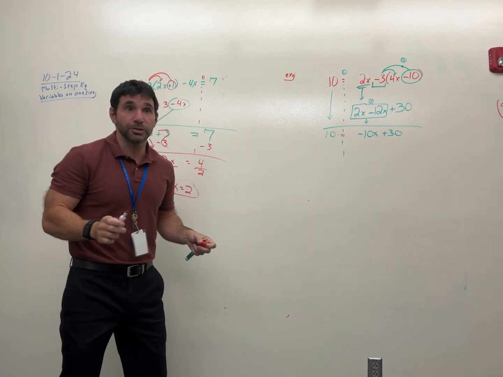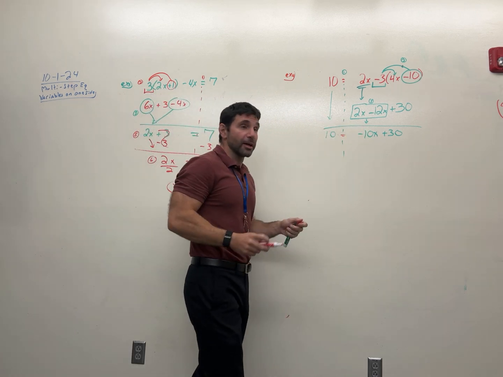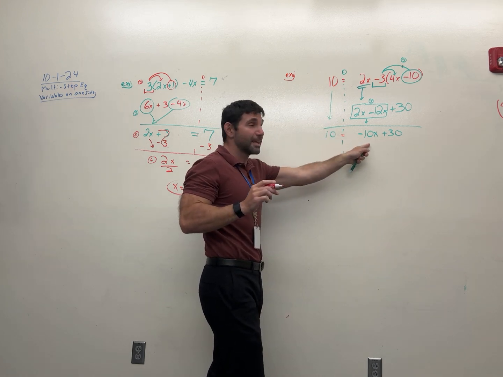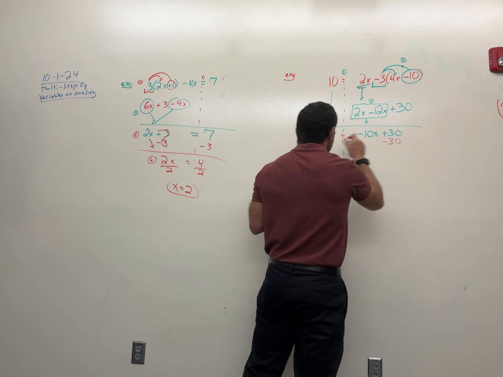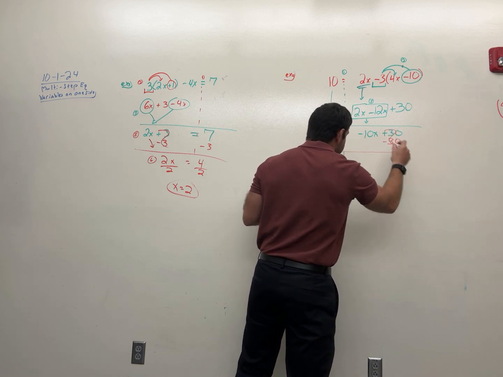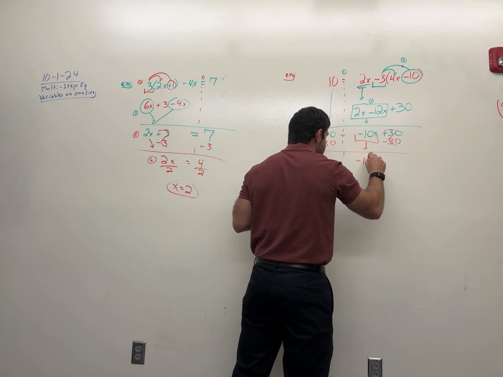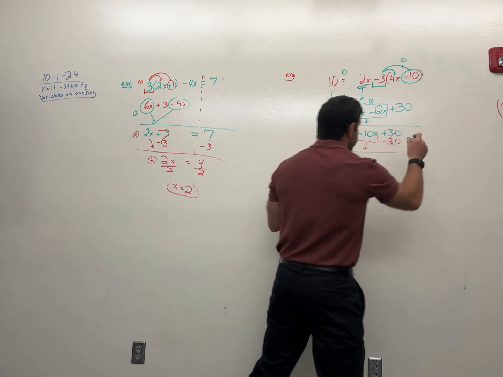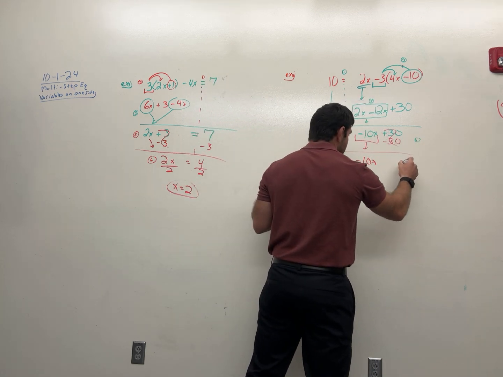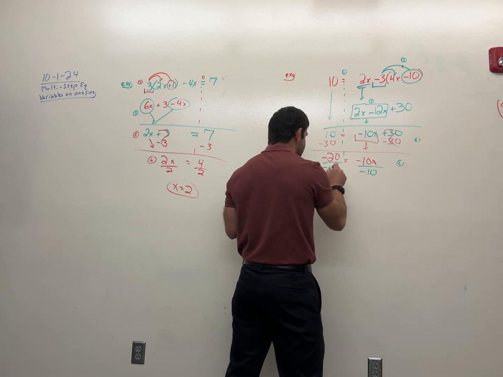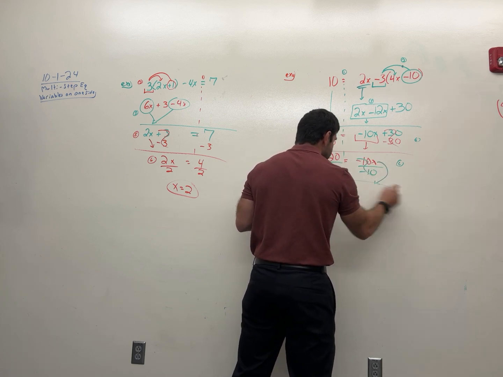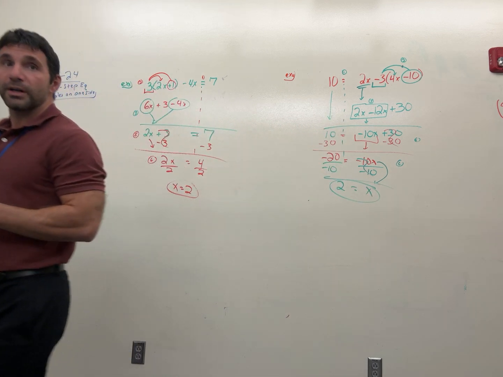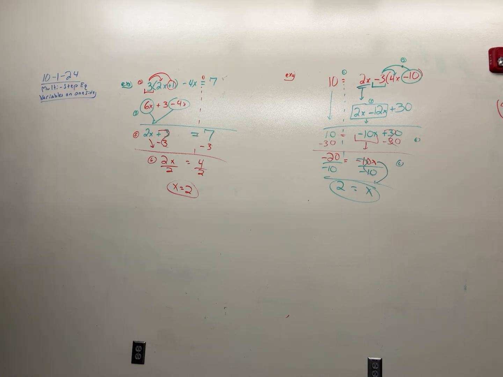Now, step 4, variables on both sides? Nope. Constants on both sides, yes. But this time, I need to move the 30. Why? Because the x is over here, so I'm subtracting, doing the opposite, the inverse of that. Negative 10x comes down equals negative 20. That's step 5. Step 6 is right here because we're going to divide both sides by negative 10. Negative divided by a negative is positive. X equals positive 2.